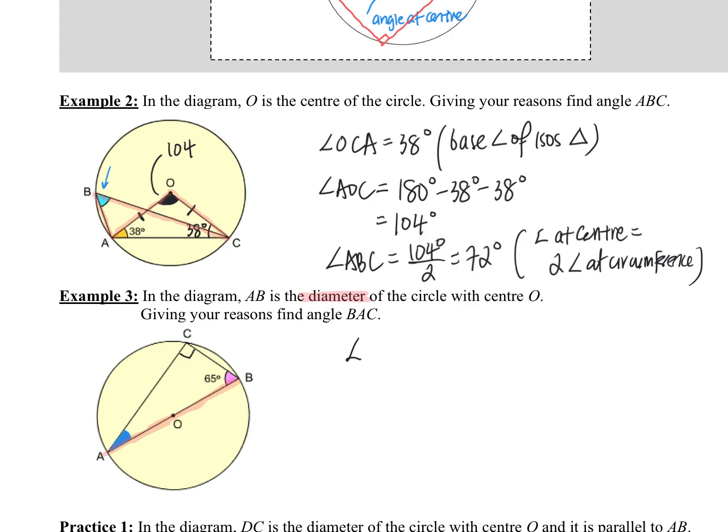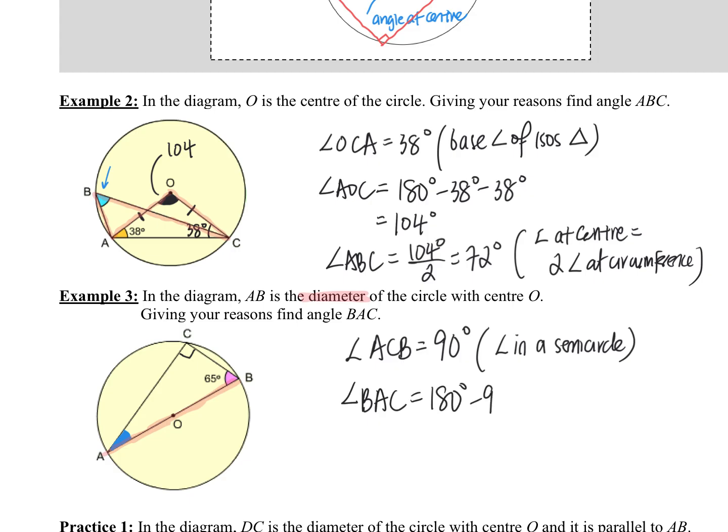So you can write angle ACB. Kiran, why? Is 90 degree because of angle in a semicircle. So once you know that, then finding the blue one should be simple. Just 180, take away the 90, take away the 65. Sum of angles in a triangle. Okay, you need not write the reason. I keep writing because we are practicing in case they ask you to write. Is it 35? 20, right? 25.